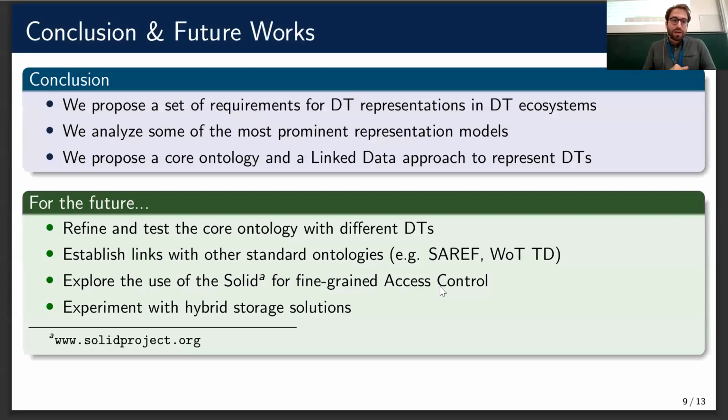And to sum up, we propose a set of requirements for digital twin representation in ecosystems, and we analyze some of the state-of-the-art work in the area, and propose these two approaches, the ontology and the linked data representation. We would like to exploit refining this ontology and test it with actual use cases, and establish links with other existing standards, and explore the use of the Solid platform for access control, and experiment with hybrid data storage.